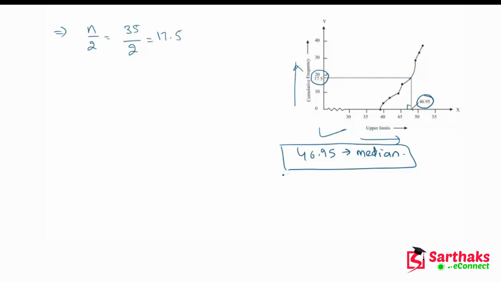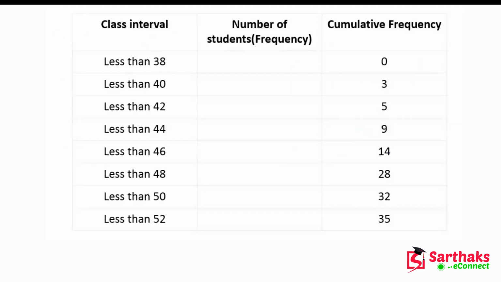Now we have to find the median with the help of the formula to verify whether this median is correct or not. So we have to find the median with the help of the median formula, and we have to verify it. For finding the median we want the normal frequency, because we have the cumulative frequency. With the help of cumulative frequency we can easily find the normal frequency, meaning the number of students. How can we find it?